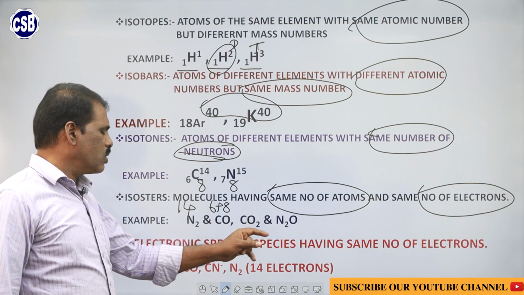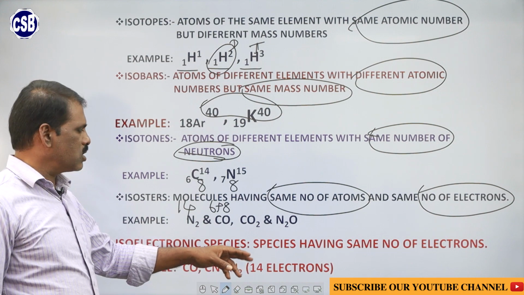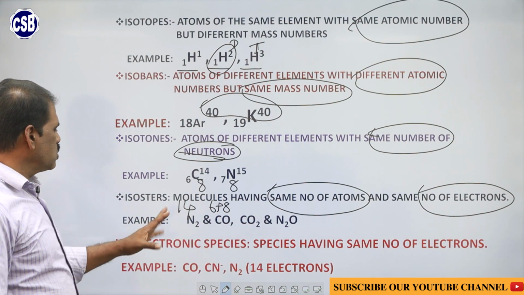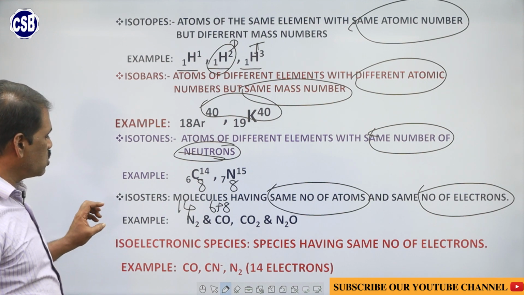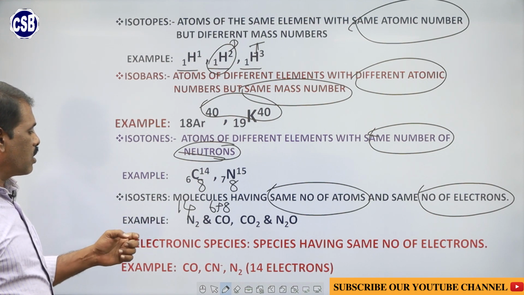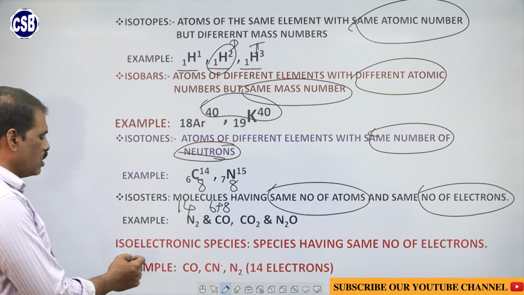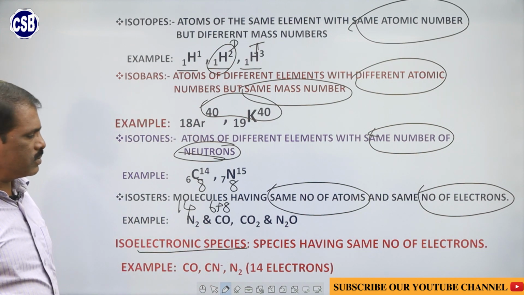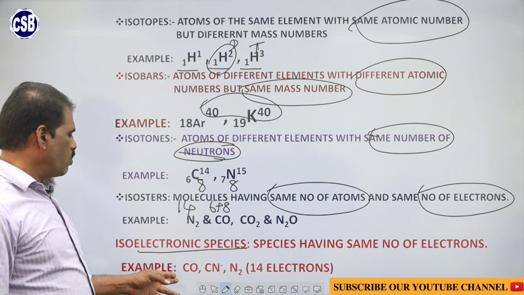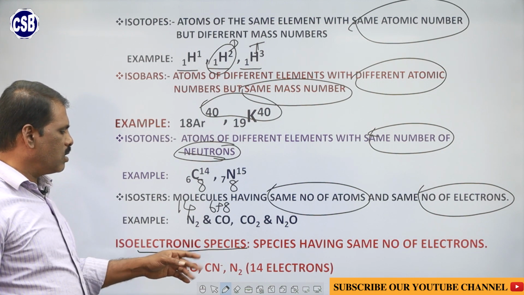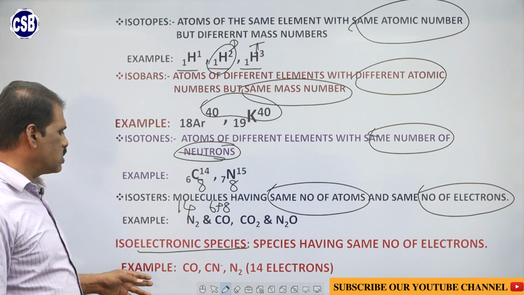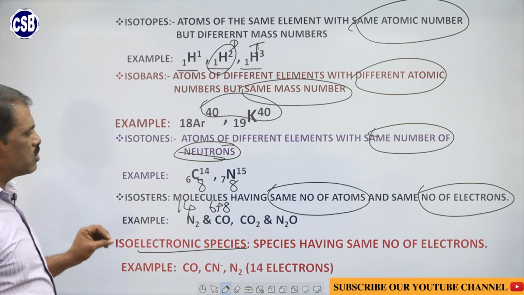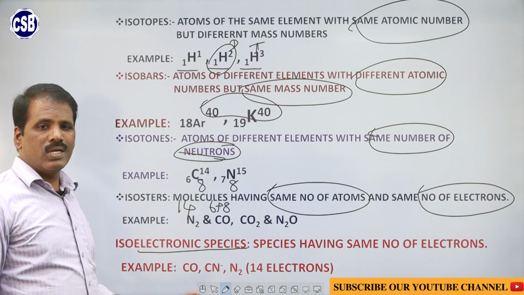In CO2 and N2O, carbon dioxide and nitrous oxide, the total number of atoms is 3. Here also it is 3. So these are the examples for isostars. Isoelectronic species: the number of electrons in these cases will be equal. If you take carbon monoxide, cyanide and nitrogen, in all these 3 species, totally 14 electrons will be there. So they are the examples for isoelectronic species.